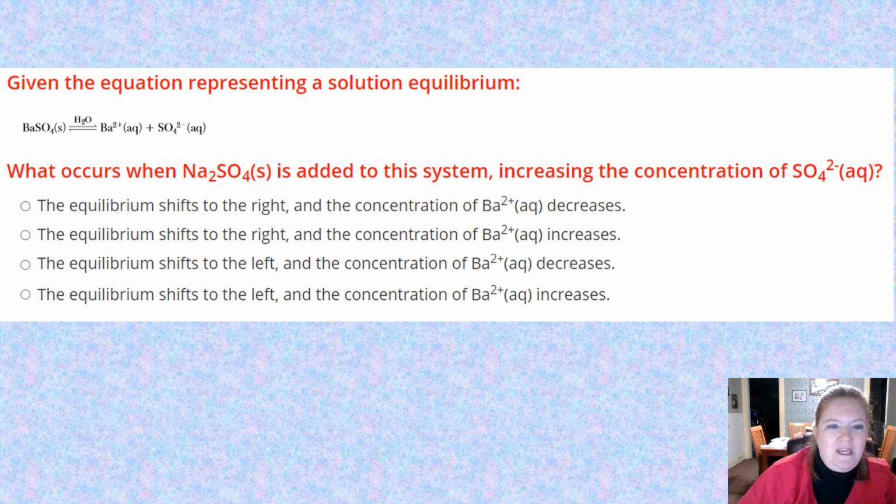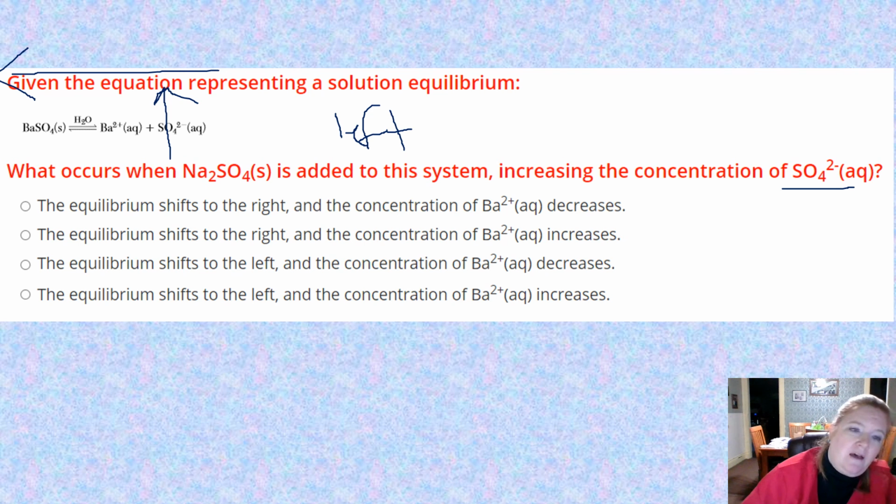So it says, what occurs when Na2SO4 is added to the system, increasing the concentration of this. Here's this substance, and I'm increasing its concentration. What happens when I increase concentration? The equilibrium shifts away from that side. So it is going to shift to the left, to the reactant side. When it shifts to the left, what happens? This amount goes up, this amount goes down, and this amount goes down.